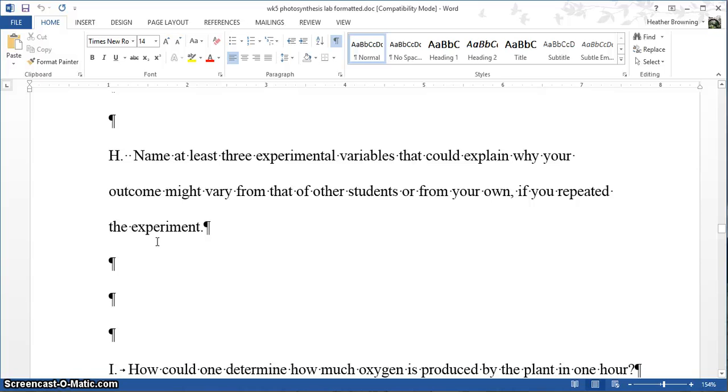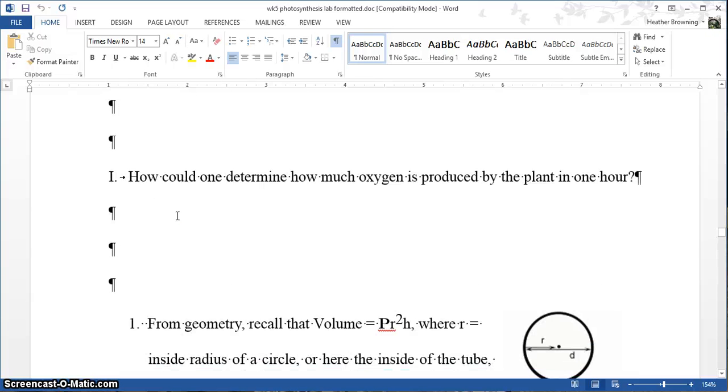Name at least 3 experimental variables that could explain the outcome. So why might yours be different? We're all not going to be the same. You're dealing with a plant. Plants aren't chemicals, just like animals aren't chemicals, so there's going to be some variation. But beyond that, or including that, what are some other things that could have changed?